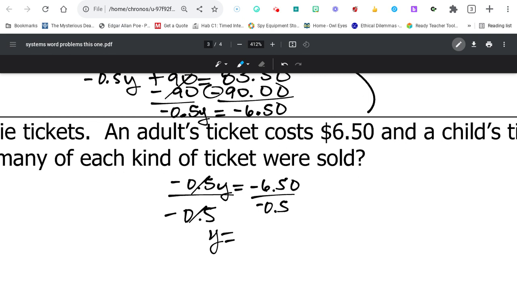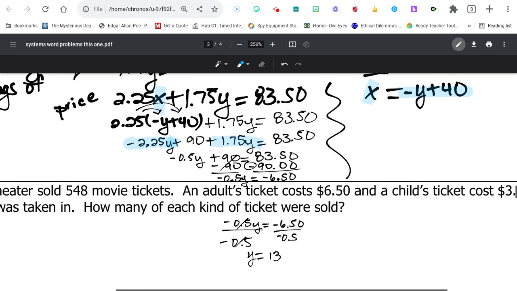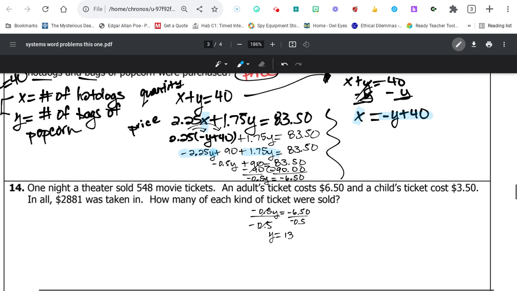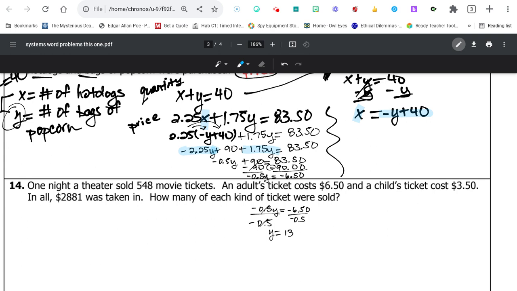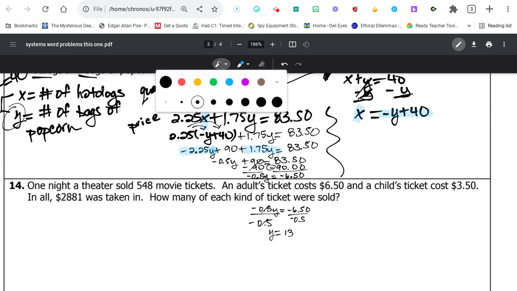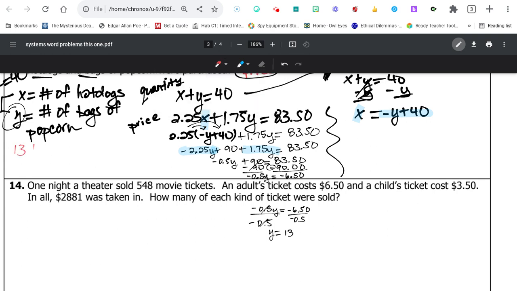How many 50 cents are in $6.50? 13. And what does Y represent? Let me go back up here and see. Y is the number of, not price, but number of bags of popcorn. So this 13 is 13 bags of popcorn.